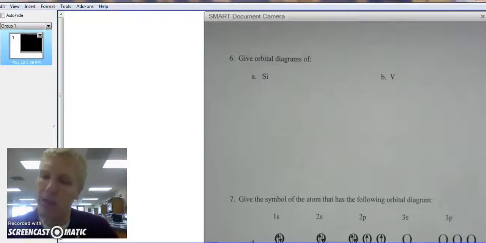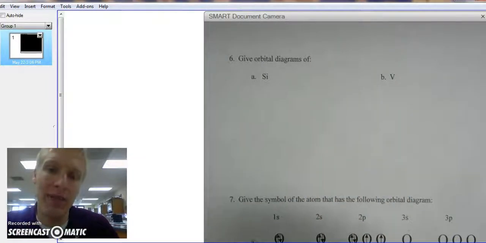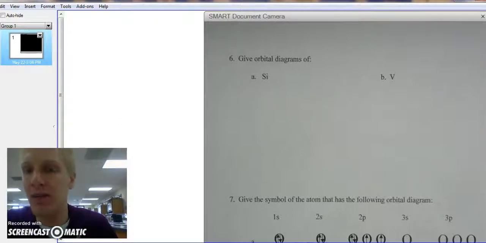Hello, in this video I'm going to be going over orbital filling diagrams. So first of all, here is an example. We have silicon, and as I draw an orbital filling diagram for silicon, I'm showing each suborbital and how many electrons can fit in each. According to the Pauli exclusion principle, I can have no more than 2 electrons in each suborbital, and they need to have opposite spin.